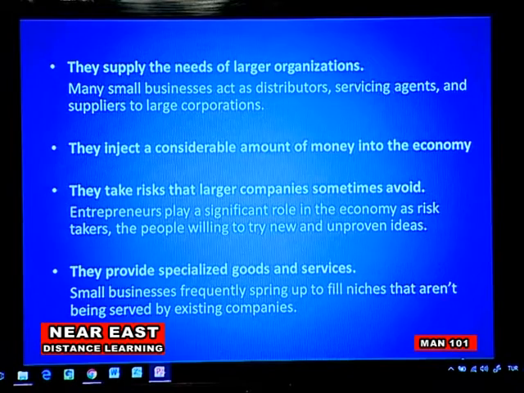They supply the needs of larger organizations. Many small businesses act as distributors, servicing agents, and suppliers to large corporations. They inject a considerable amount of money into the economy. They take risks that large companies sometimes avoid, so entrepreneurs play a significant role in the economy as risk takers, the people willing to try new and unproven ideas. They provide specialized goods and services. Small businesses frequently spring up to fill niches that aren't being served by existing companies.